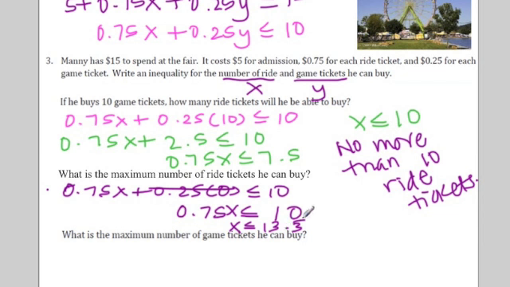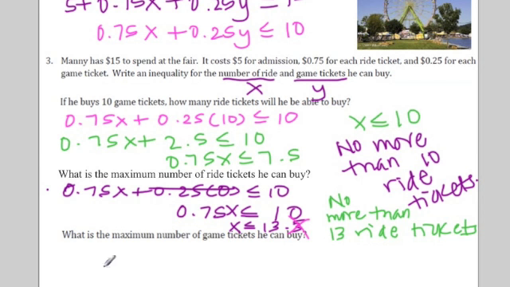Okay, well, can I buy 0.3 tickets? No, because it has to be less than. So he can buy 13 or less tickets. So this one would be no more than 13 ride tickets. So the very max that he could buy is 13, but that means that he doesn't buy any game tickets.